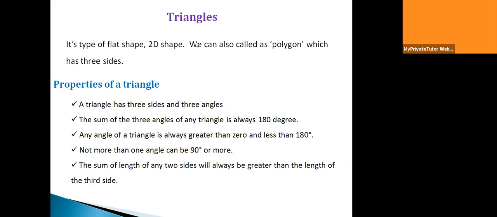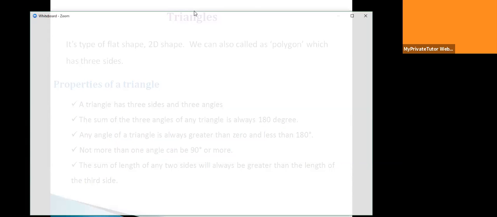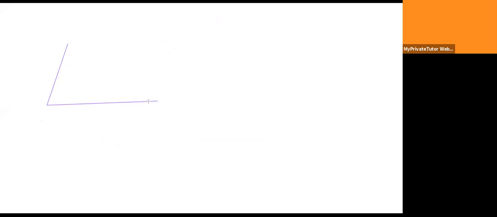Let me elaborate a bit on this too. Let's go to the whiteboard and draw the triangle. We have different types of triangles, but let's start with the basics. We have three sides. Let's call it triangle ABC. This is angle A, angle B, and this one is angle C. These three angles add up to 180 degrees. The other thing: let's call the base length A, this side length C, and this one B.